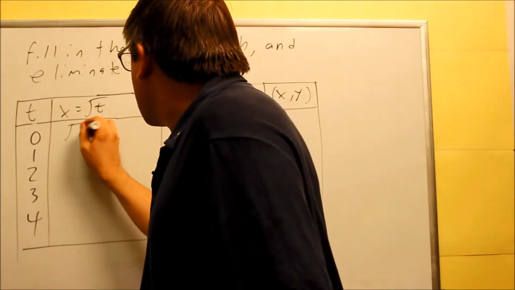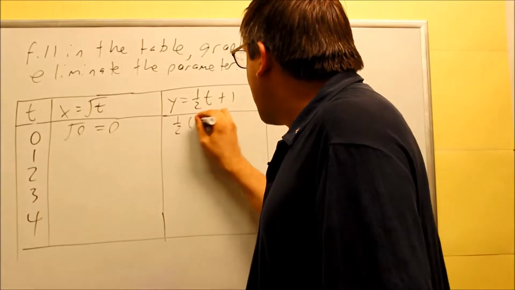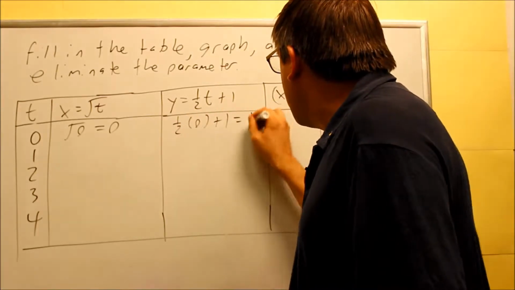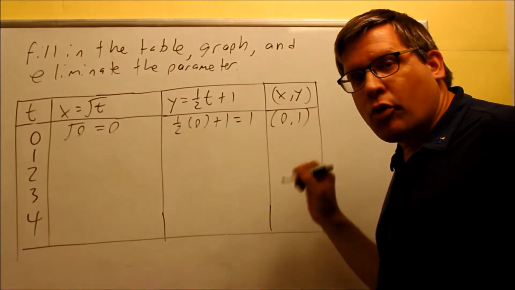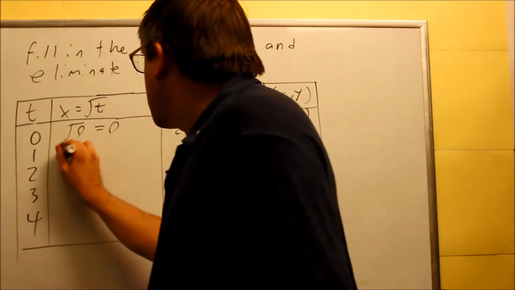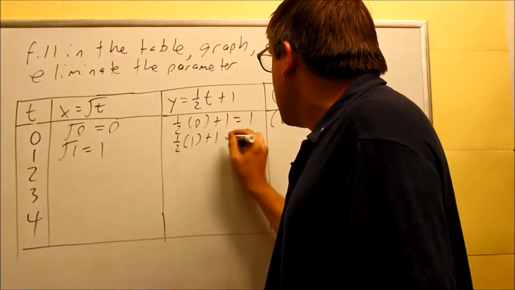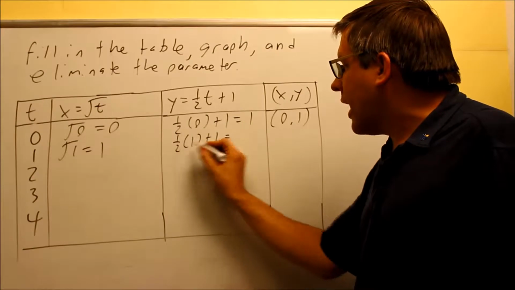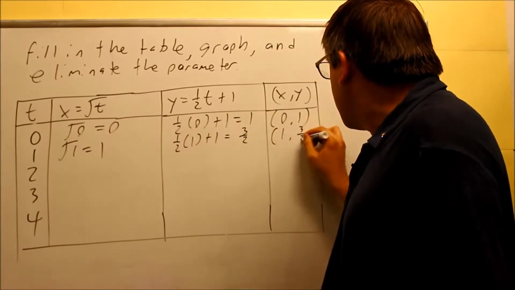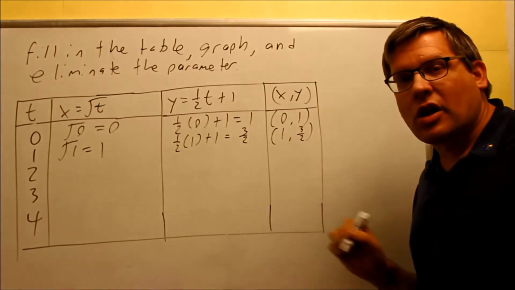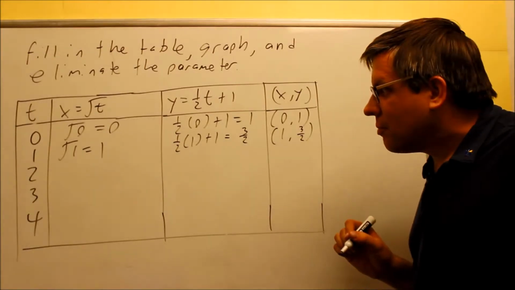Okay, so this is 0, so square root of 0 is 0. This is 1/2 times 0 plus 1, that's going to give you 1. So 0, 1 is where the point begins. Next, square root of 1 is 1. We do 1/2 times 1 plus 1 there. That's 1/2 plus 1 is 3/2. So I have 1 comma 3/2, or for graphing purposes I can think of that also as a 1.5, but I'll go ahead and use fraction notation here.